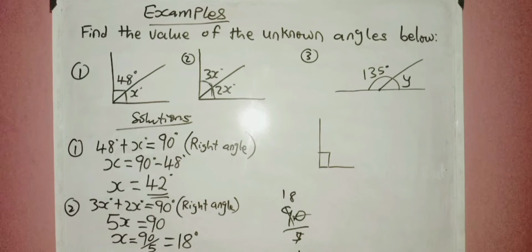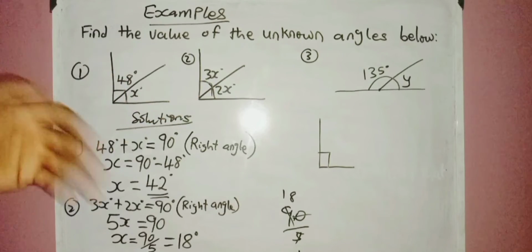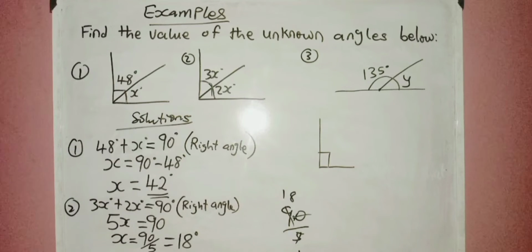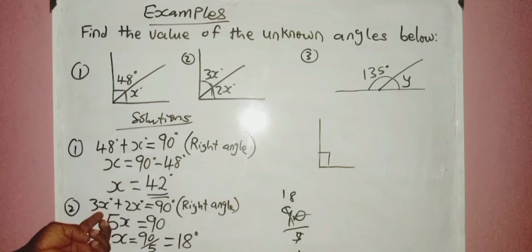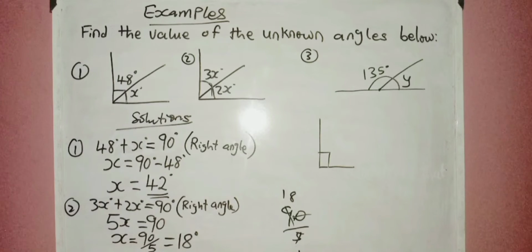That is exactly how to solve the ones that have to do with right angle. So whenever you see a diagram like this, it means that we're talking about a right angle, so everything in it will add up to 90 degrees. If we substitute the value of x here, 3 times 18 plus 2 times 18, when you add them together, they will give us 90 degrees as the answer. Now let's get to the next question, question number 3.